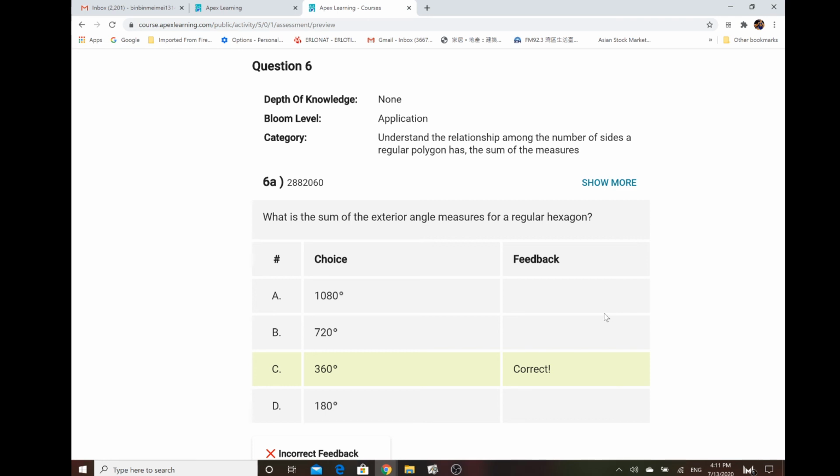The way to find the sum of the exterior angles doesn't depend on what kind of regular polygon you have. As long as it's regular, the measure of all the exterior angles is always 360. So it's always 360 degrees.